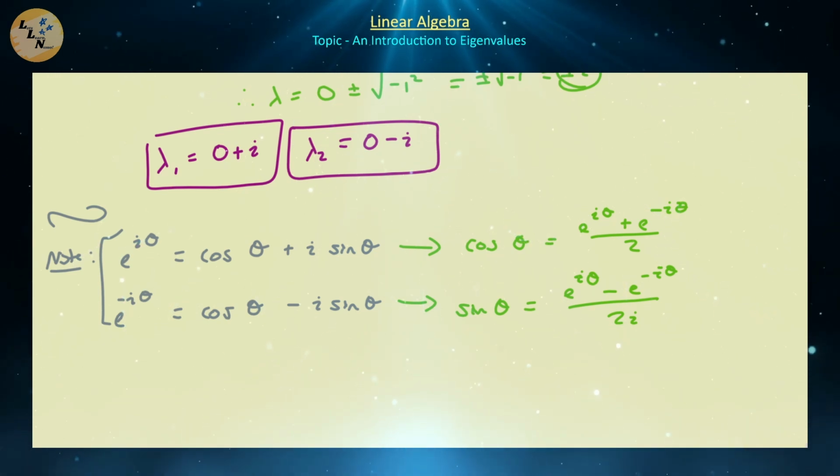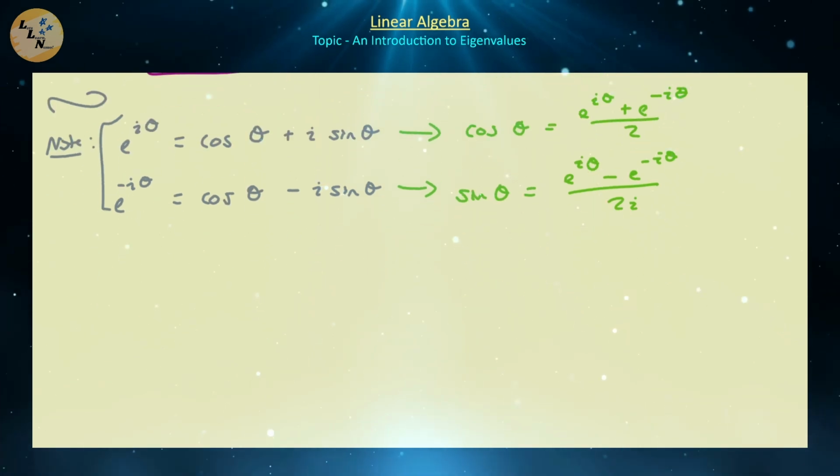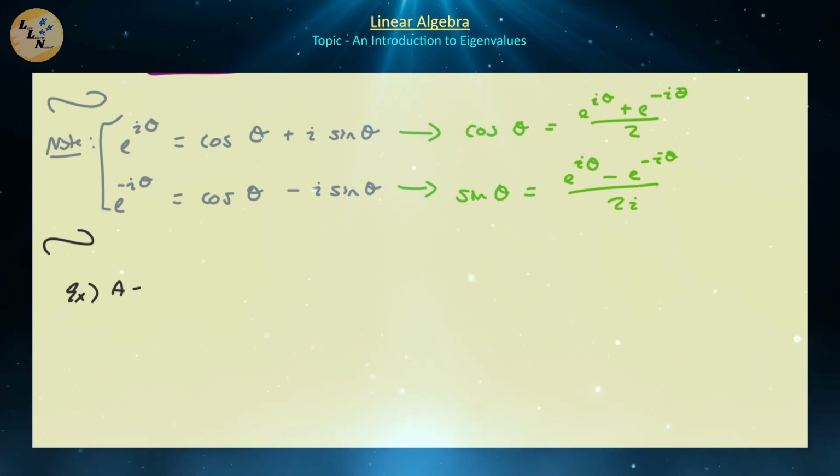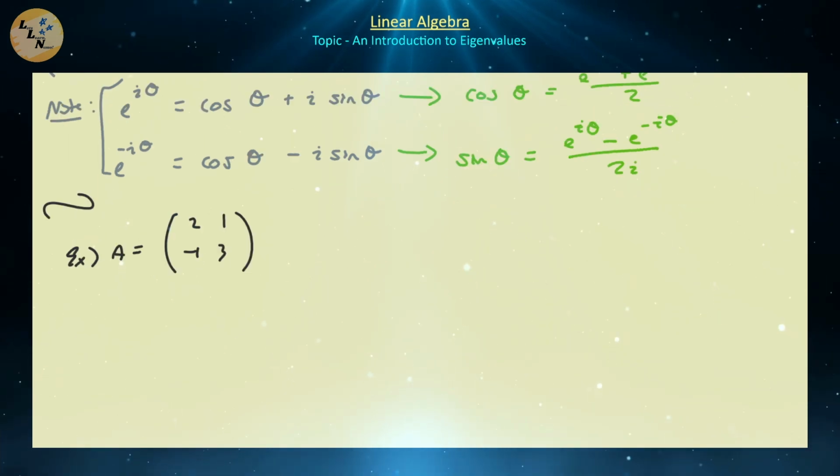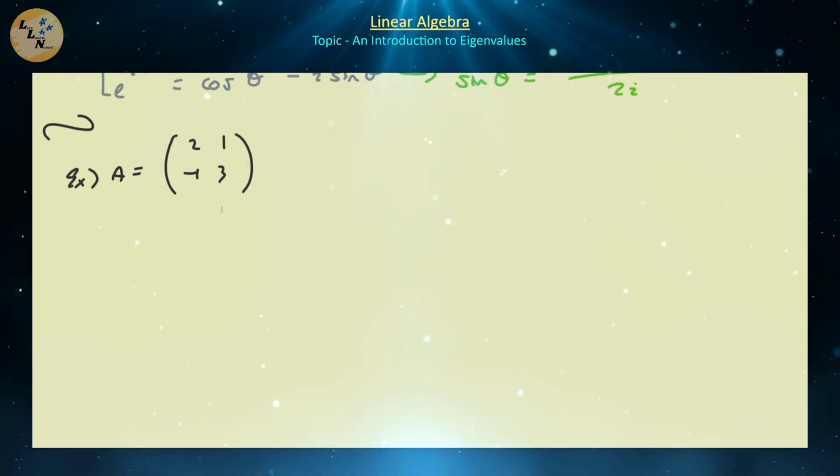Let's just do one other quick thing. For example, let's look at the matrix A, which is equal to 2, 1, minus 1, 3, just to make sure you know how to find eigenvalues, because this is a very important tool. You may want to pause the video and see if you can find the eigenvalues of this.